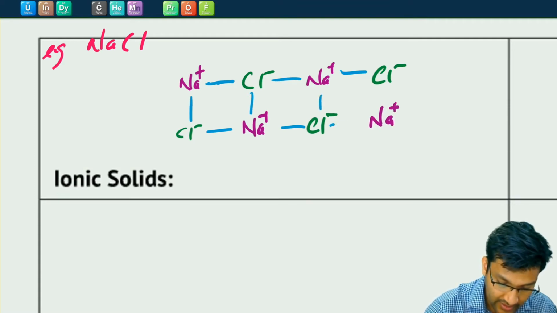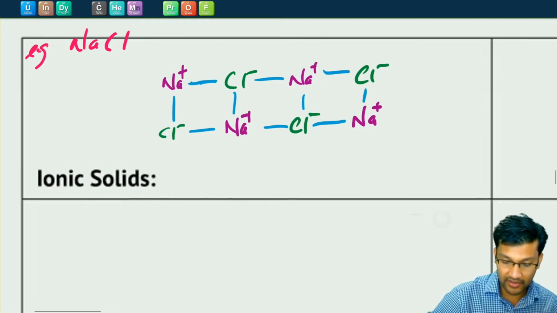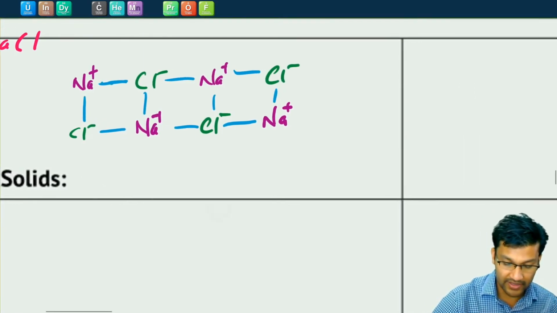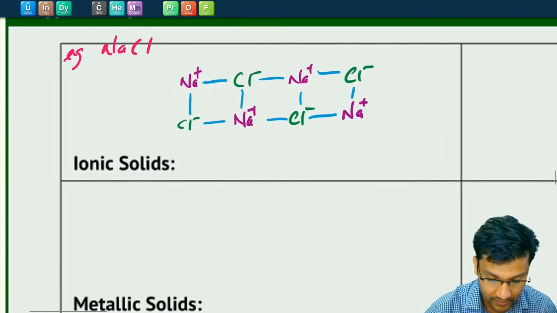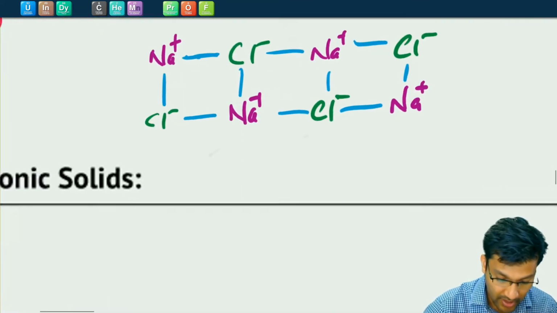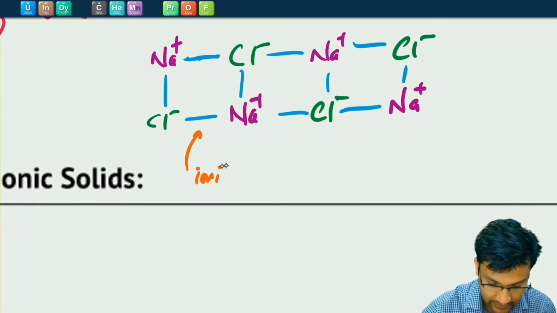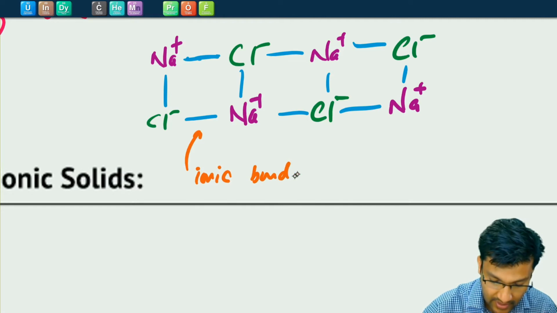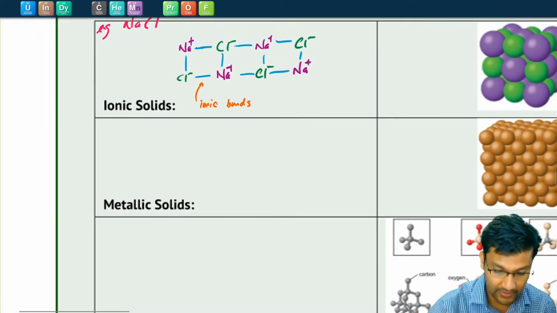I'm not going to keep drawing this anymore, and I'm only drawing it in a 2-dimensional structure here, but this keeps repeating over and over again, and such is the nature of ionic solids. The bonds between them are ionic bonds, right, which we've studied. And because of that, they usually have high melting points.